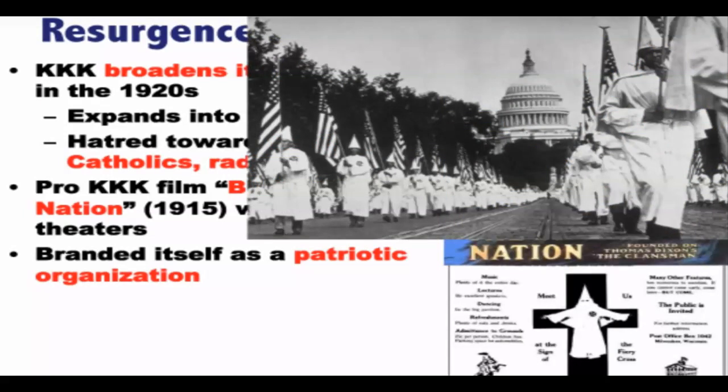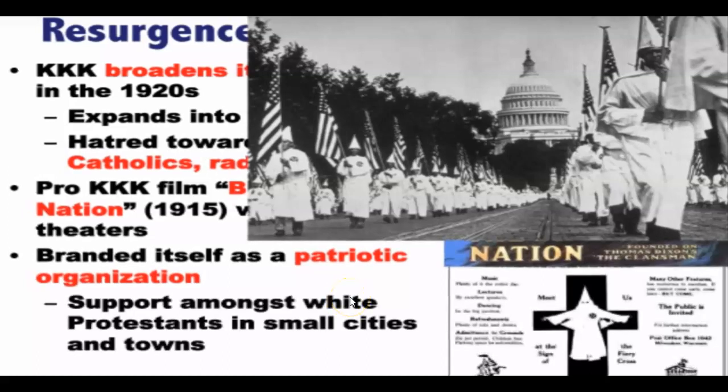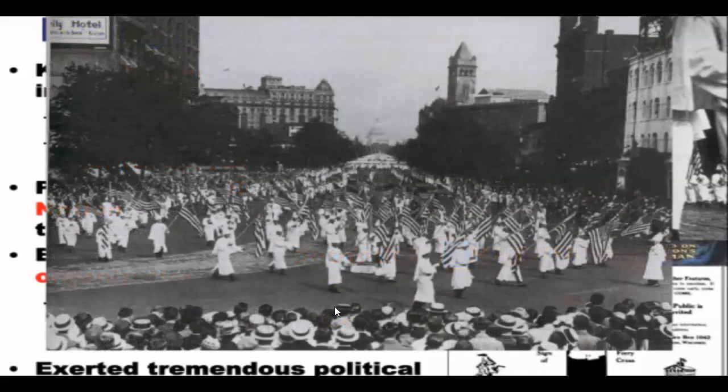Right here you see them walking on the streets of Washington. They conducted protests. They were in parades. They walked the streets of Washington, D.C., with the Capitol there you see in the background. And most of their political support came from white Protestants and from the rural parts of the United States, small towns, small cities, and like I said, rural parts of the country.